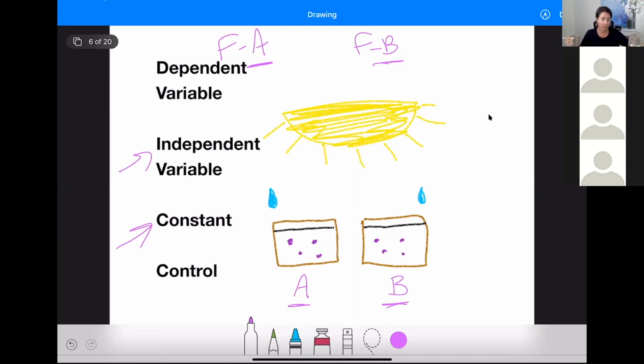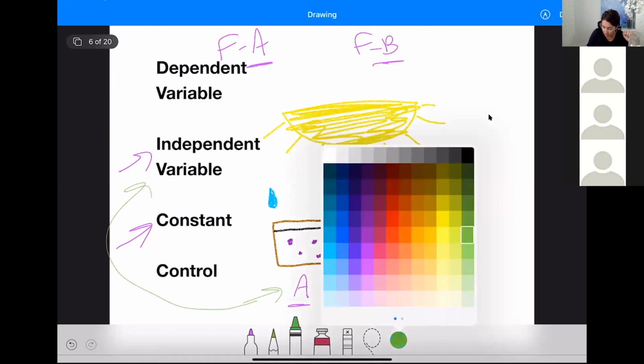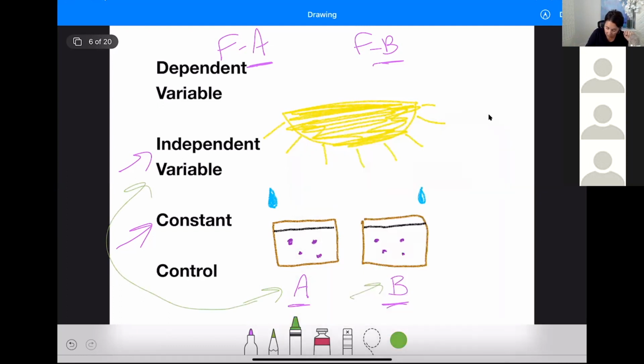Everything's the same in the room. The temperature is the same. We gave them the same type of lunch. We fed them the same food. We gave them the same amount of water. The only thing that was different was I gave them a drug. That's the independent variable. In this case, the independent variable is the fertilizer. Okay. Now, as I wait, my plants start to grow.